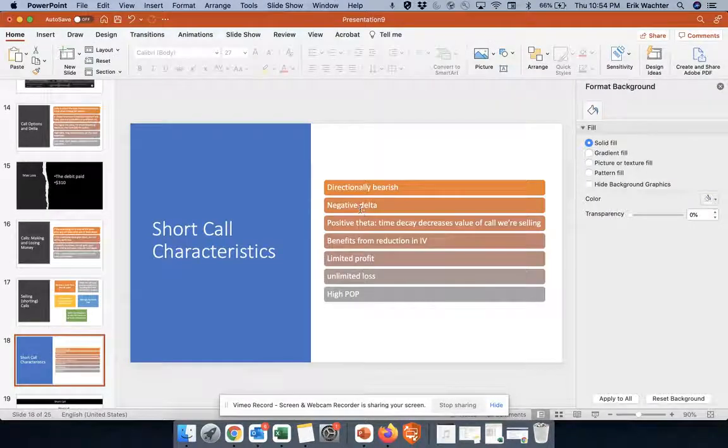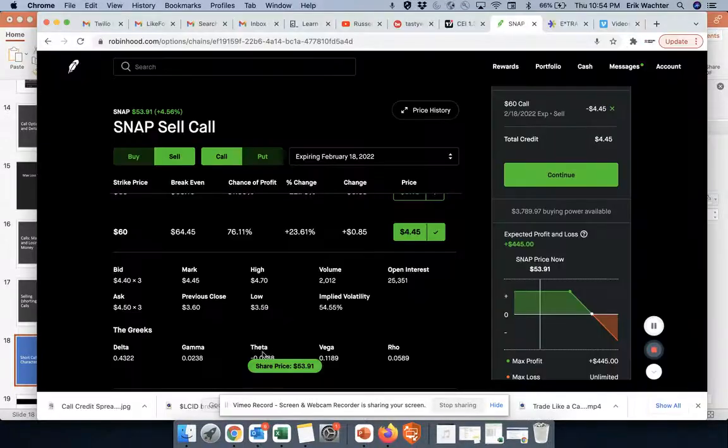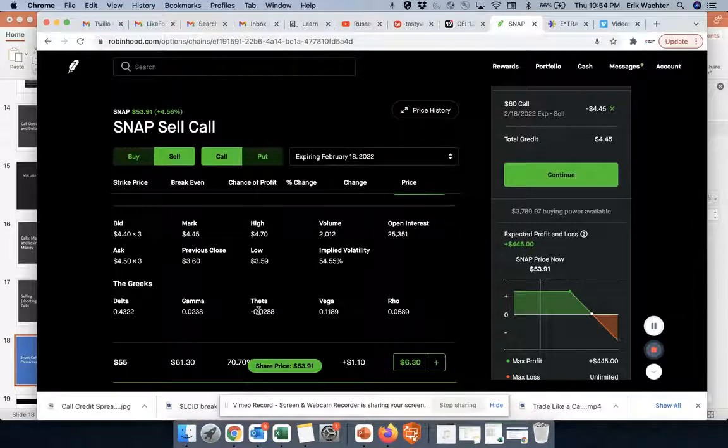So we're directionally bearish, we have a negative delta, meaning our direction is to the downside. We make money if the stock goes down, and we lose money if the stock goes up. What's different from call buyers is that now we have positive theta decay rather than negative. We can look at our theta symbol here. It's still showing negative, but it should show positive.